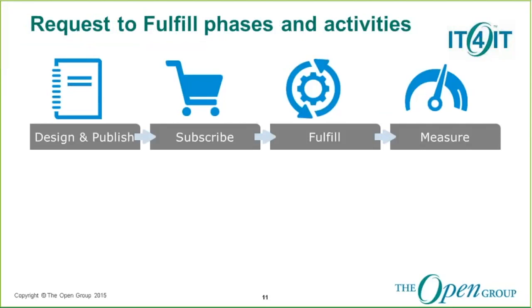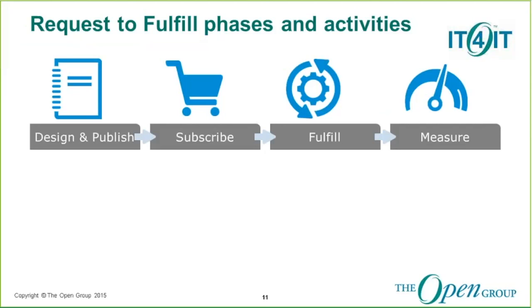The key phases of requests to fulfill are shown in this diagram. First, we have define and publish, which focuses on the creation of a catalog and defining the various service terms and laying the groundwork for the consumption of IT services. And then we have subscribe, which enables users to request services, manages them, and their associated subscriptions throughout their life cycle. And then we have fulfillment, delivering the request.